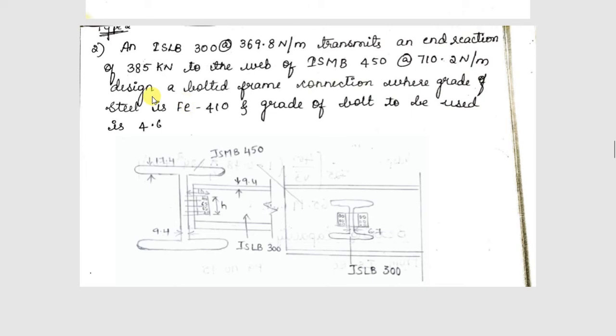The load that is to be transmitted is 385 kilonewton, and he is saying that you have to go for a bolted connection. This is called a frame connection, so it is a bolted frame connection. The grade of steel is known, that is Fe410. The grade of bolt to be used is 4.6. The diameter of the bolt is not mentioned, you can assume it. So these are the two views you have seen in the 3D figure.